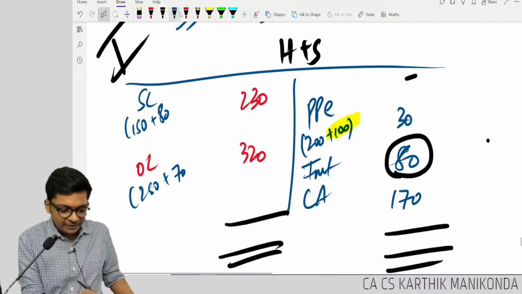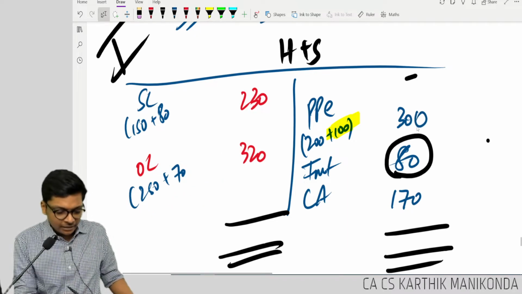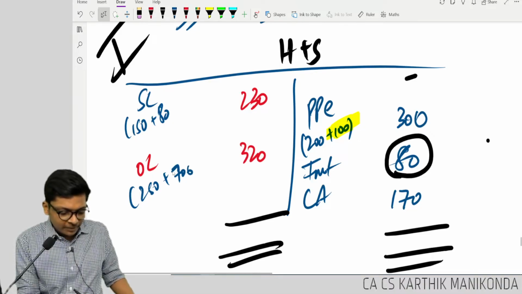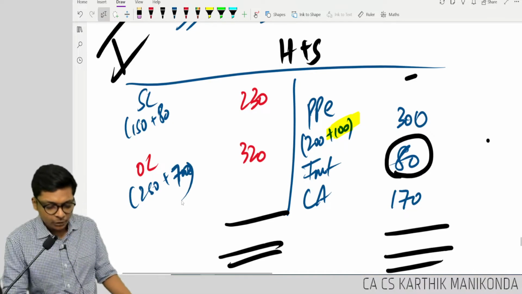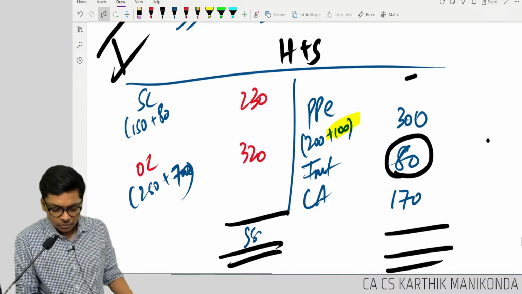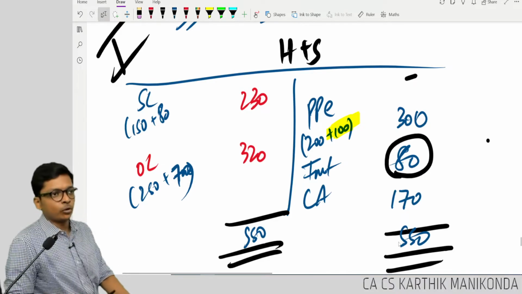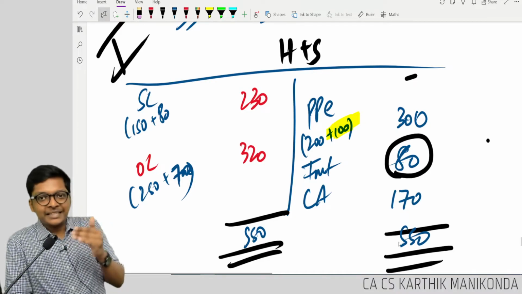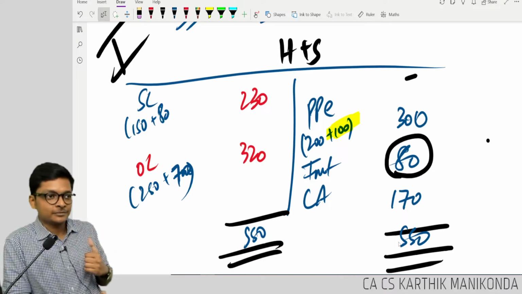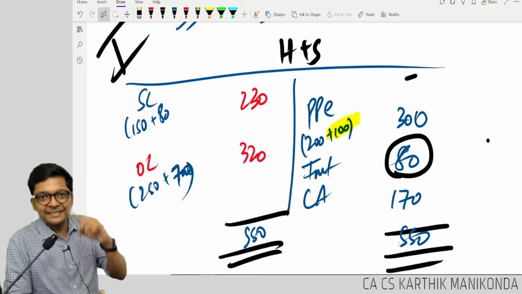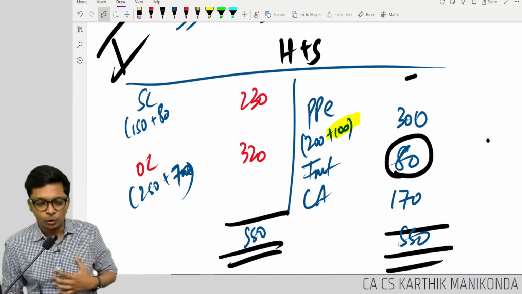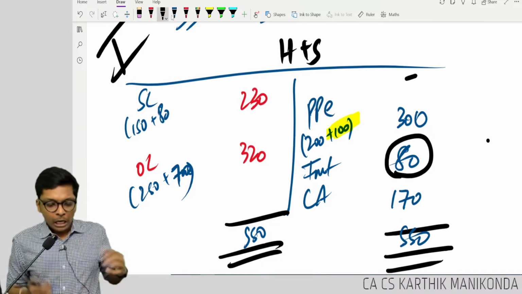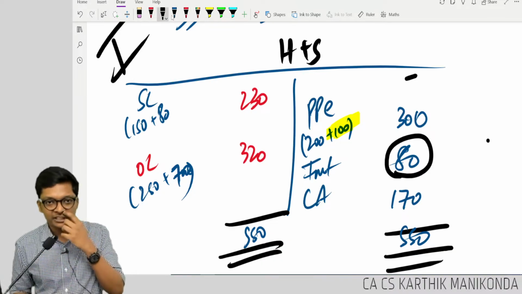Method 1, I am going back to method 1. PP 300, 250 plus 70, 320, balance sheet tallies with 515 on both sides. So isn't this the same as example 1? Yes. Example 4 is the same as example 1, but I am telling you the right way to do it. Now, how to set off is the next question, correct?